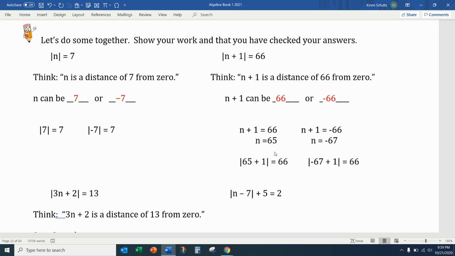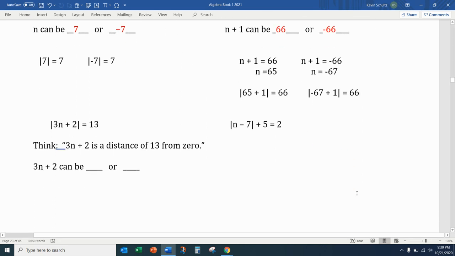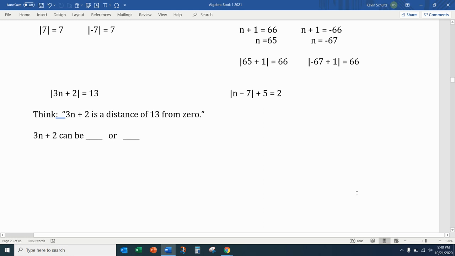Whew! Mind's blown, perhaps? Okay. This is big brain math here. Okay. Thinking about this in terms of how far away from 0.